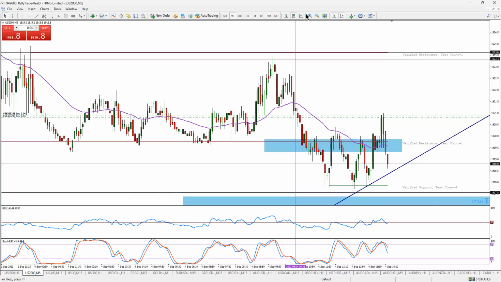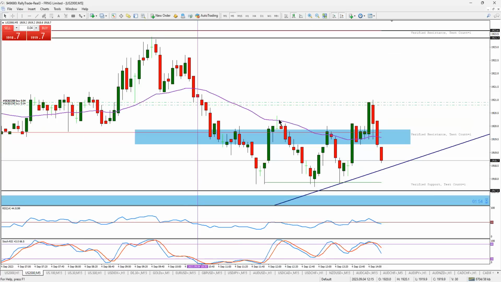Look at what happened here now, for example. Look at this. Can you see this inverted hammer? Yes.